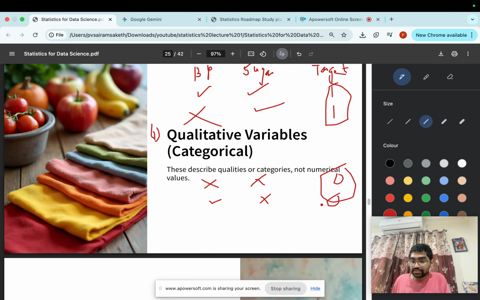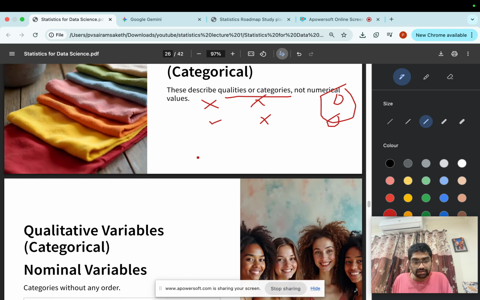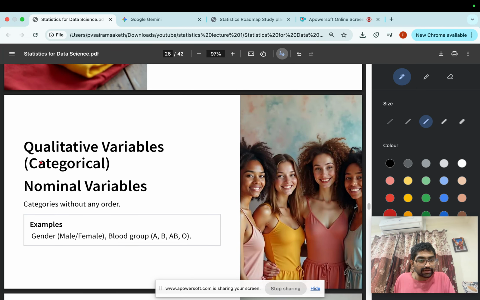So qualitative means which describes the number of categories. See here we have two categories, that's why we call it binary categories. If we have more than two categories, we call it multivariate. So this is the thing. Now categorical. So these qualitative variables are divided into three different parts.